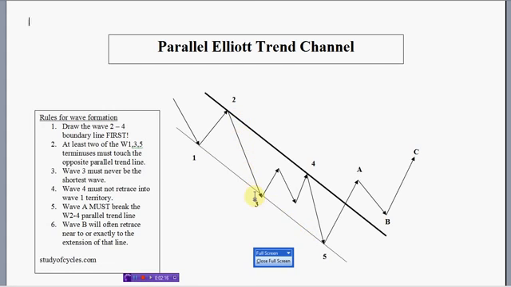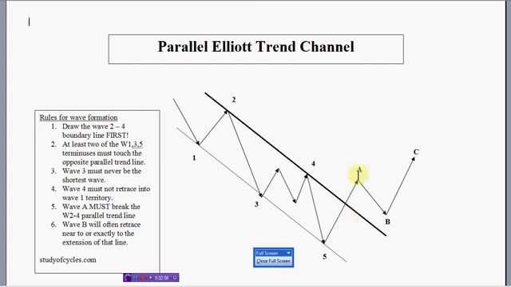As we know, wave 3 must never be the shortest wave, and wave 4 must not retrace into the territory of wave 1 except in an ending diagonal, and we'll talk about that later. Now, after the fifth wave has occurred, then the correction will take place of this entire movement, and that corrective wave is labeled wave A. But I contend that in order to label that wave A, it must break the 2-4 trend line. If it doesn't break that trend line and stays inside the channel, then it cannot be labeled as wave A.